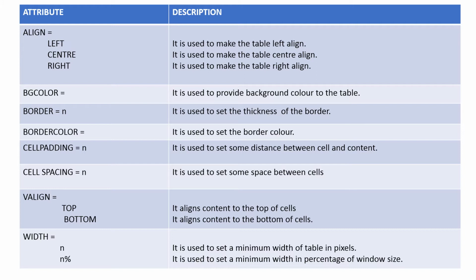If you are using bottom, then it will align the content to the bottom of the cell. Then the next attribute is width. Now width is equal to n.